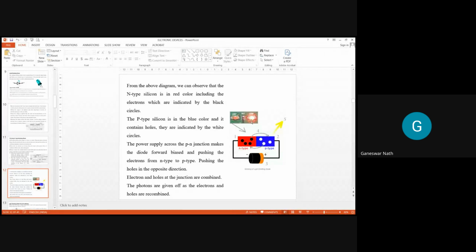So this is the practical LED that you can find in the market, and this is the simple internal design. This is the way the LED works and produces light, that is what is mentioned here.